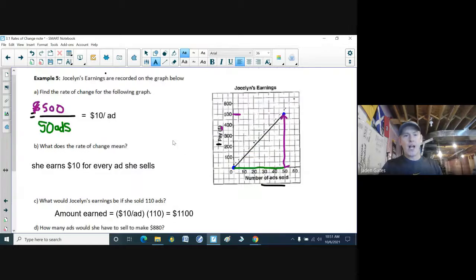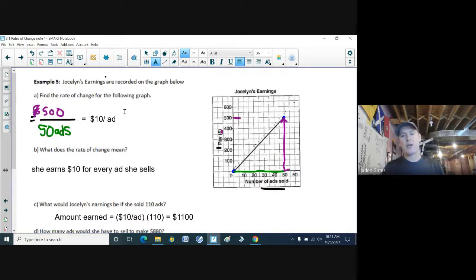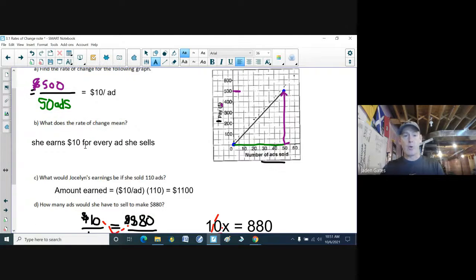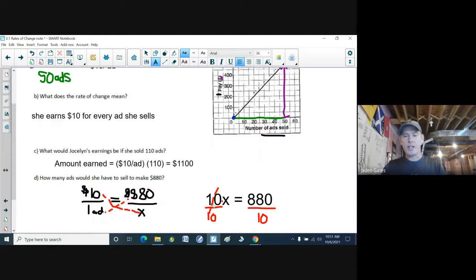So again, when we're finding the rate of change, that is telling you to find the slope, but with the units included, because the other ones were just using numbers before, but now we're actually putting some units in there, and now we're actually taking that unit rate, figuring out what it means, and using it to solve problems.